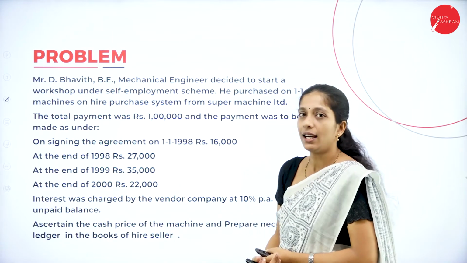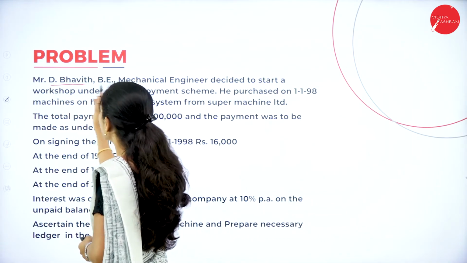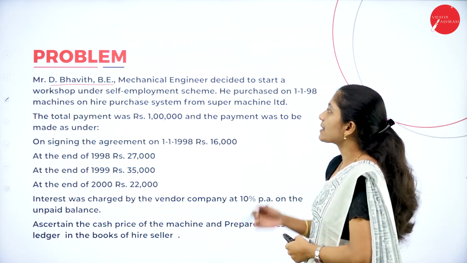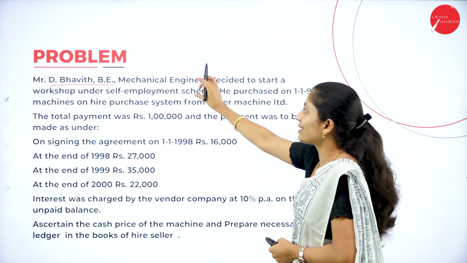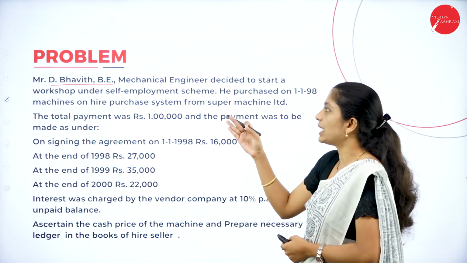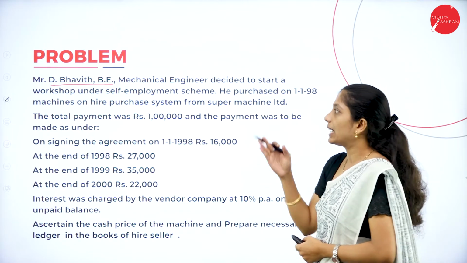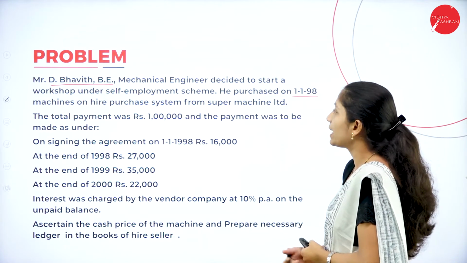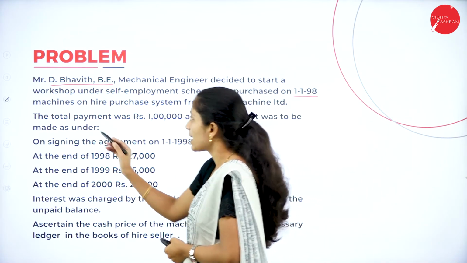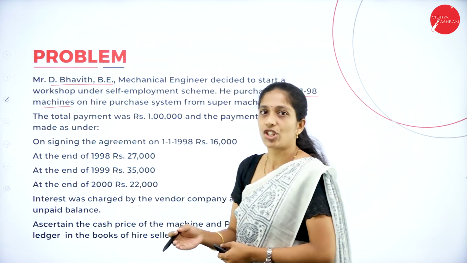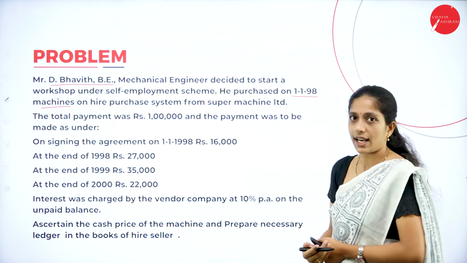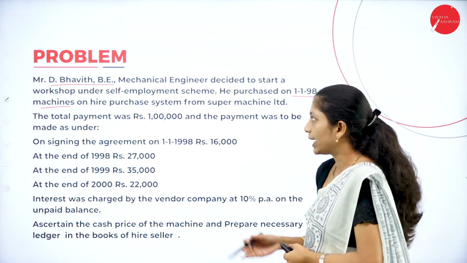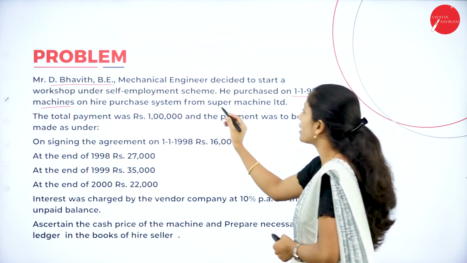Now go through the problem here. Mr. D. Bhavit, BE, mechanical engineer, decided to start a workshop under a self-employment scheme. So we don't need this information. They have just given the information that Mr. D. Bhavit is a mechanical engineer and he is going to start self-employment. He purchased on 1-1-98 a machine on hire purchase system. So here he has purchased a machine on which date? On 1-1-98. I have told you, during hire purchase even the date is very important. On hire purchase system from Super Machine Limited.